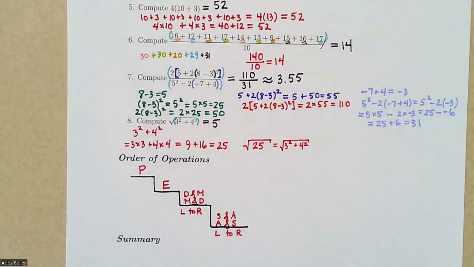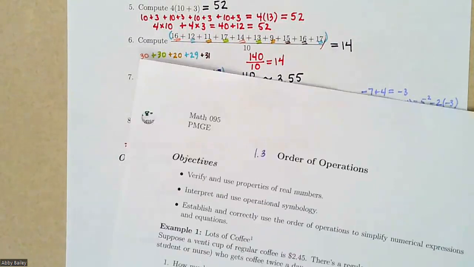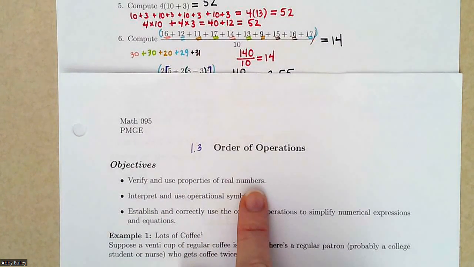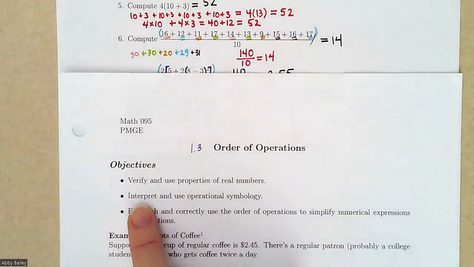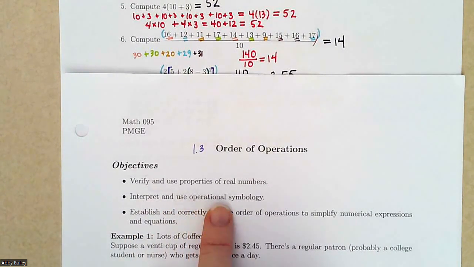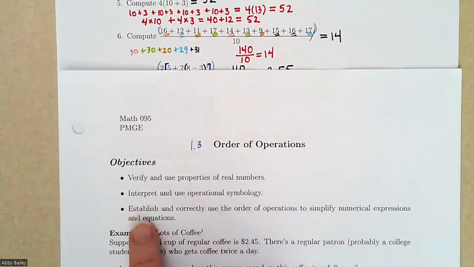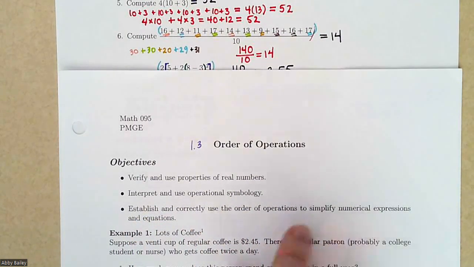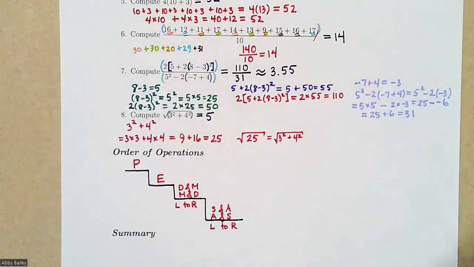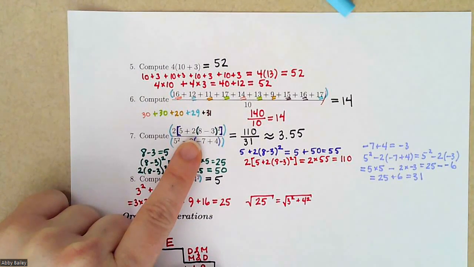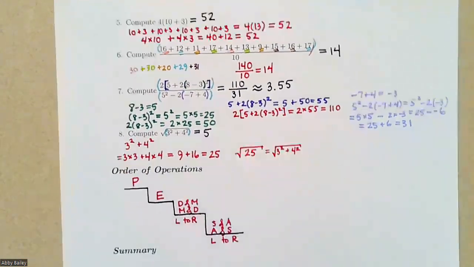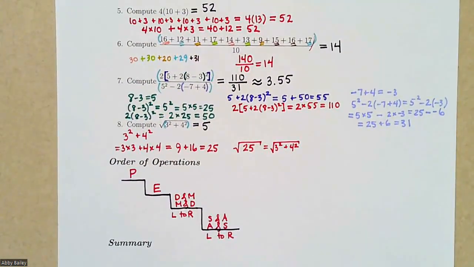All right, as a quick summary for section 1.3, order of operations: you verified and used properties of real numbers, adding and subtracting, multiplying, dividing, all of that. You interpreted and used operation symbology, and you established and correctly used the order of operations to simplify numerical expressions and equations. And let me tell you, sometimes they're not pretty, right? You just have to break it down into one thing at a time, one step at a time. And then that way you can do the correct order of operations.